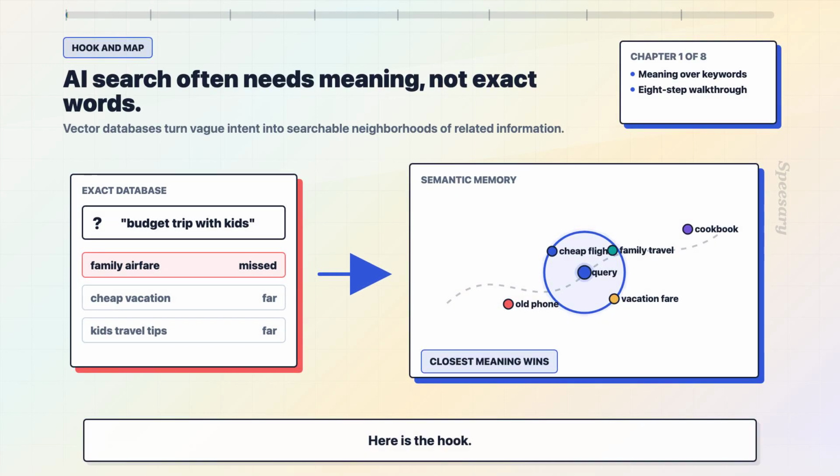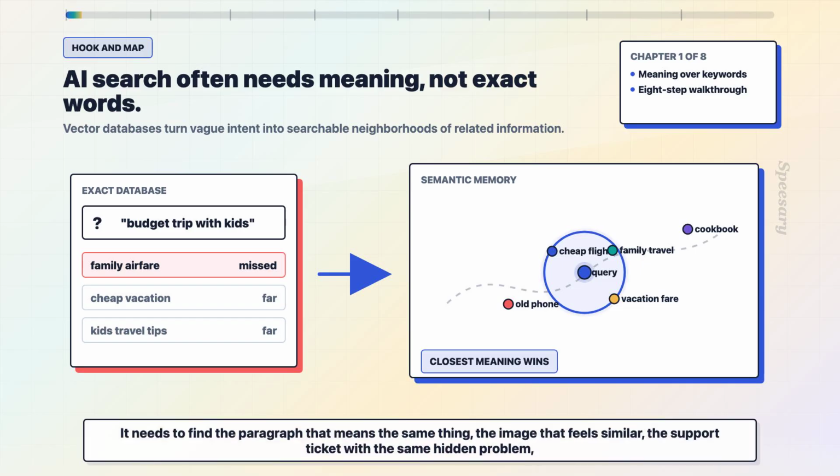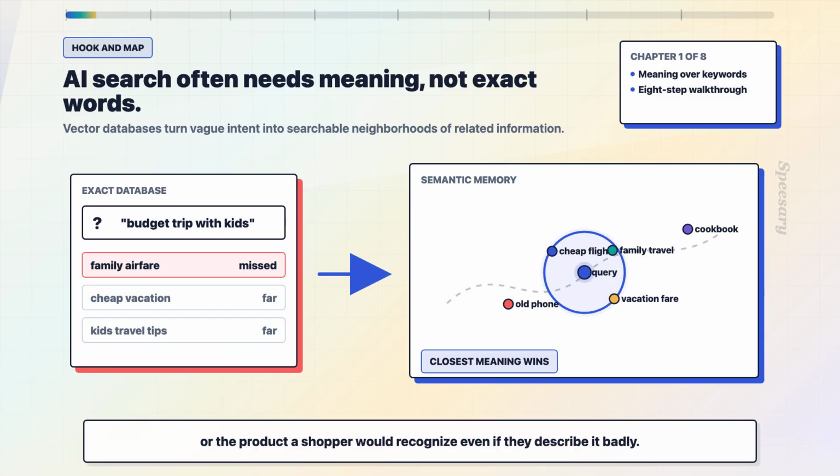Here is the hook. A normal database is great when you know the exact words you are looking for. But modern AI often needs something stranger. It needs to find the paragraph that means the same thing, the image that feels similar, the support ticket with the same hidden problem, or the product a shopper would recognize even if they describe it badly. That is where vector databases become interesting.